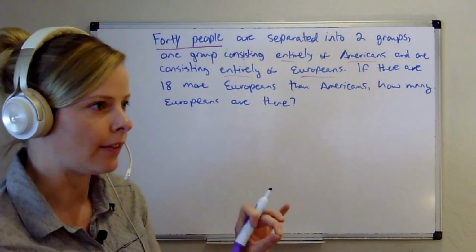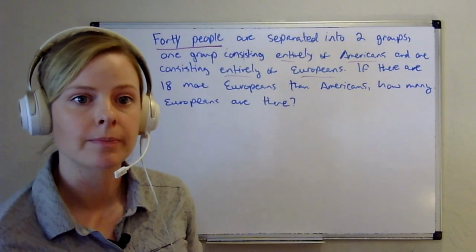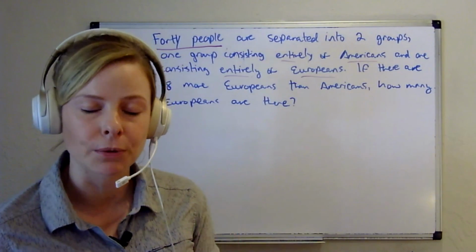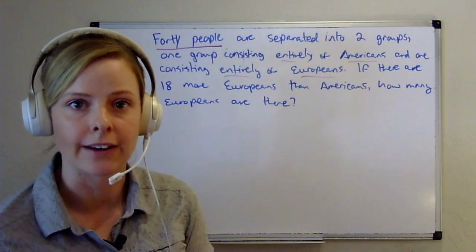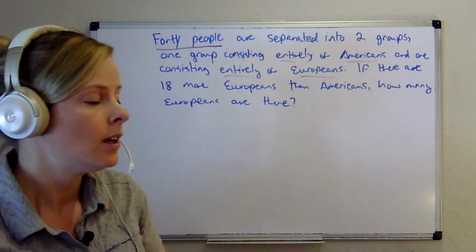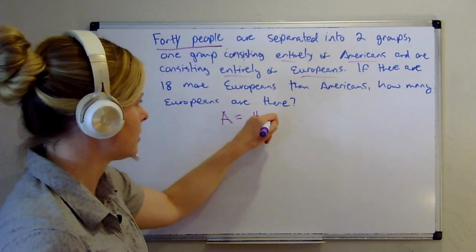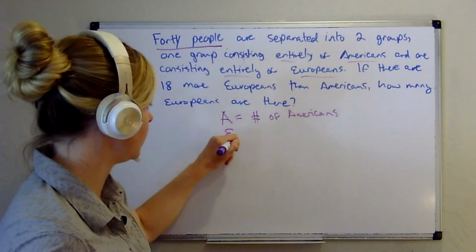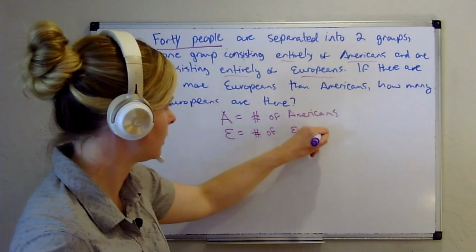Now, before I start writing that as an algebraic equation, I actually want to take the time to really carefully define my variables. For this question, it might seem pretty obvious what your variables should be, but it's really good to get into the habit of making that a part of your process to pause and carefully define those variables. It's definitely going to save you from making a mistake on a more complicated problem. So here, let's just say quite simply that A is going to be our number of Americans, and E is going to be our number of Europeans.